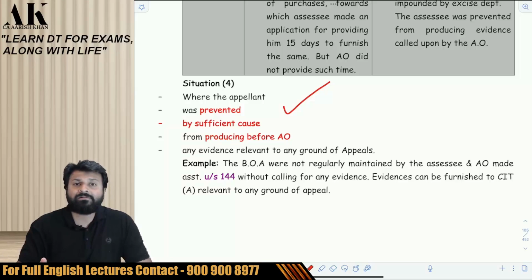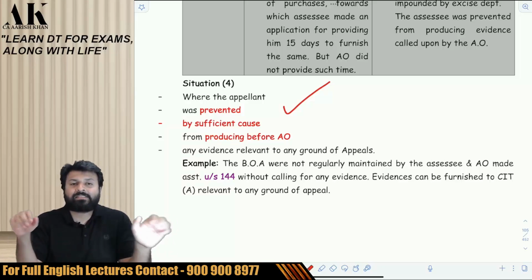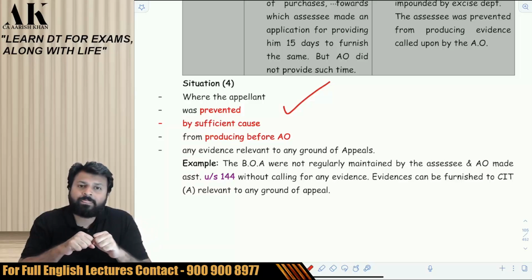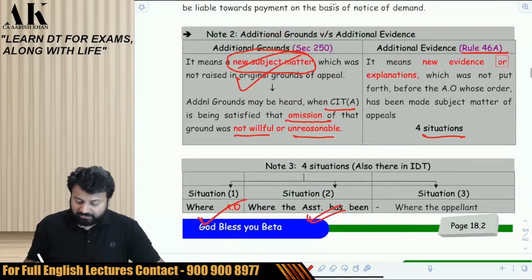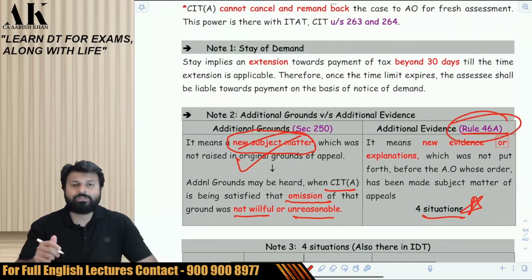And in that case, what has happened? The AO passed the order. Then you can go in front of the CIT appeal and you can make an application of additional evidence. So these are the four situations which are extremely important for the exam. You have to see them before the exams.